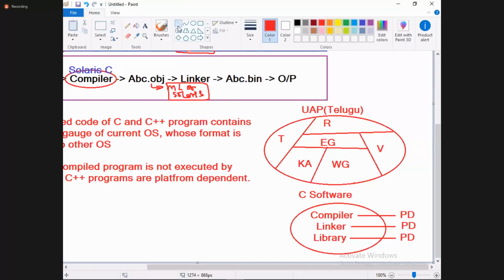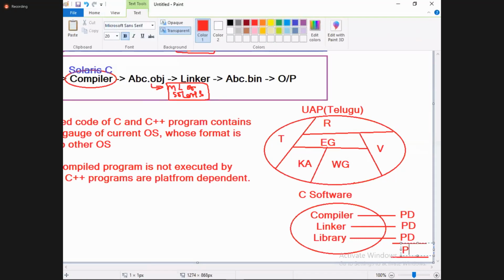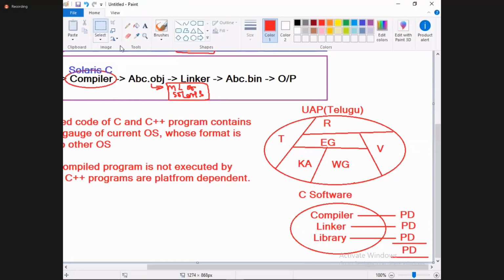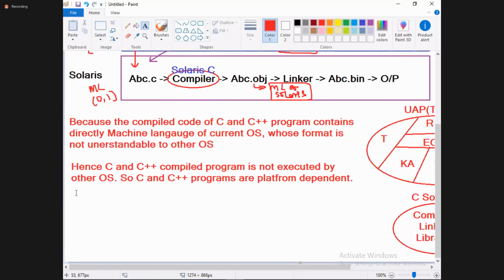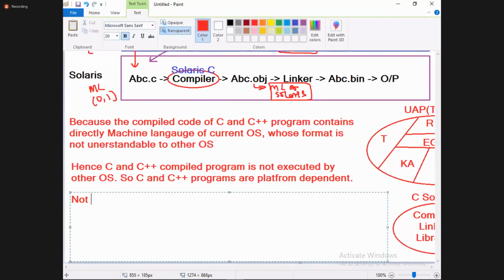The components inside C software are all platform dependent. Then obviously C software is also platform dependent. I hope I have convinced you of all these points. Not only the C program, C software is also platform dependent. Is it clear?